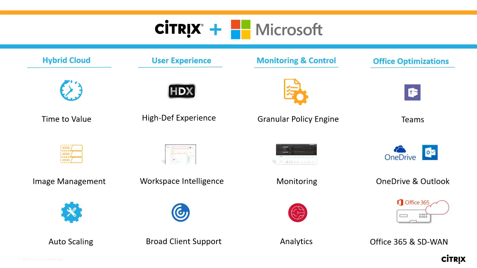And finally, all these Office optimizations: Teams, Skype for Business, OneDrive. And just a call out for SD-WAN service, where what you're really doing is, because of the relationship, we have those API tie-ins where no matter what Azure location you are in, you call these APIs, and you'll go to the closest POP of Office 365 for great performance.